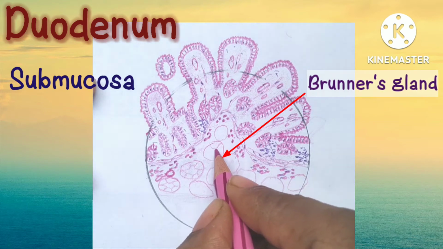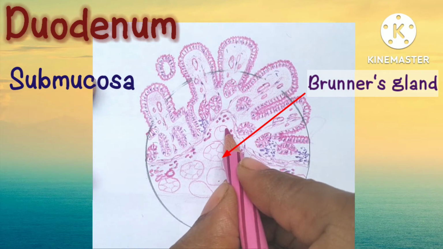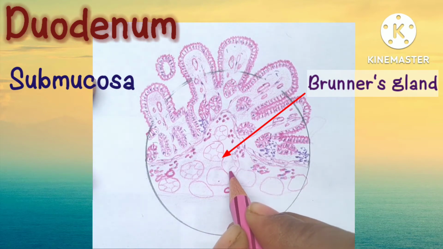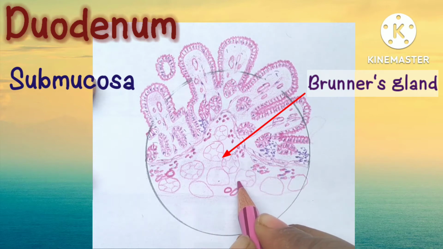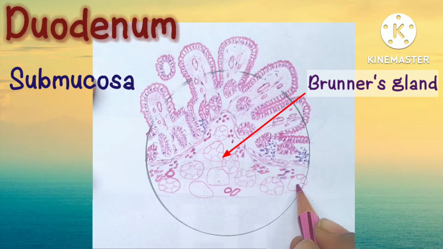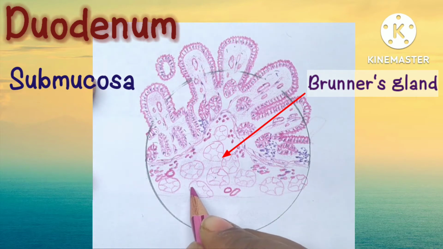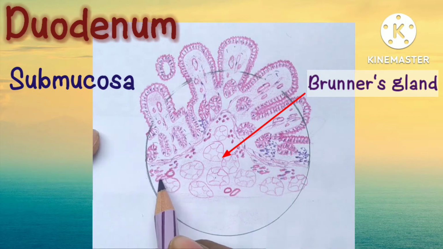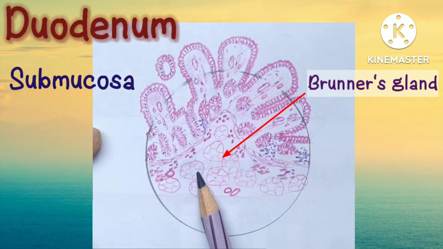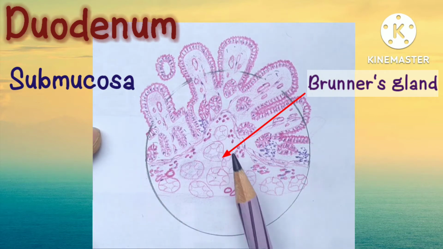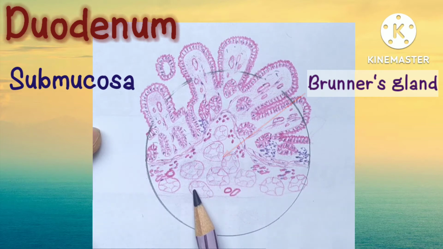These are very important because the food the duodenum receives will be very acidic. The secretion from these glands will maintain the pH and make it alkaline so that the enzymes from the pancreas and the liver can function properly. So these duodenal glands are very important for the enzymes to act. So these are the characteristic features of the duodenum.